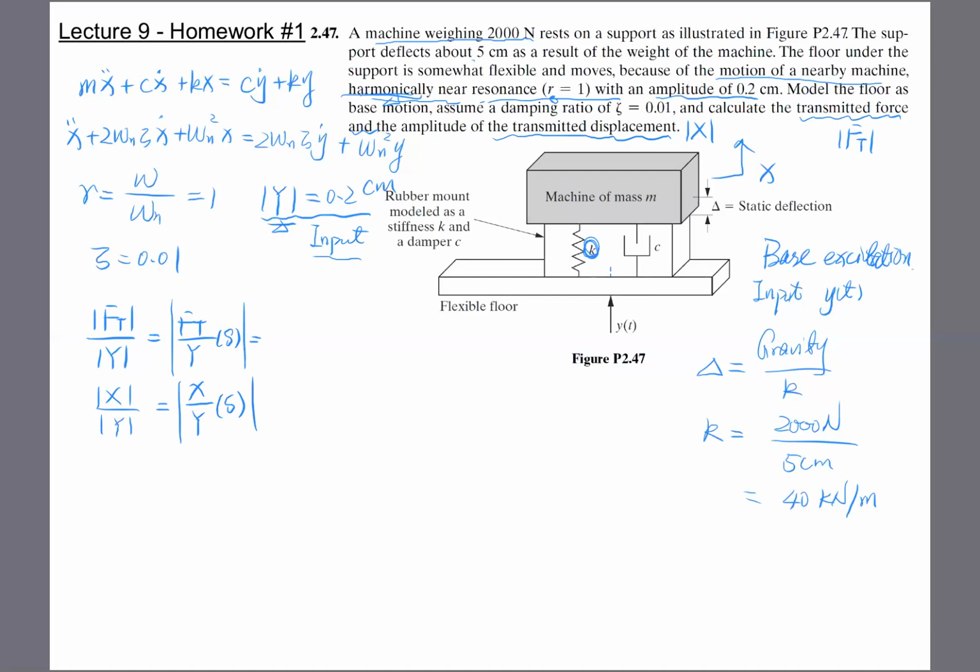If you're not 100% sure which transfer function to use, then you can go back to the definition of transfer function. For example, I can take the displacement transfer function, X over Y, directly doing Laplace transform. It gives you s squared plus 2 omega n zeta s plus omega n squared. On the numerator, you have 2 omega n zeta s plus omega n squared.